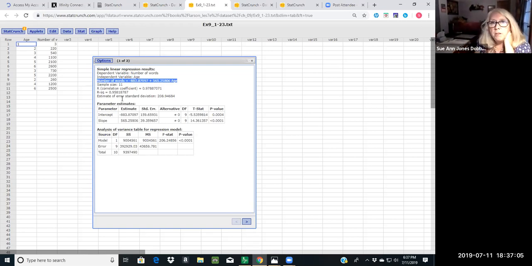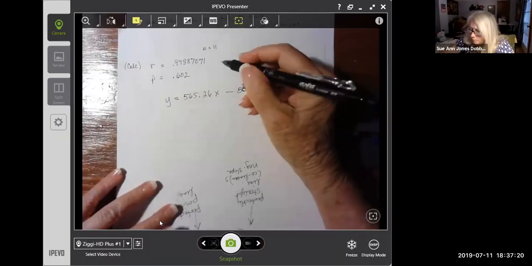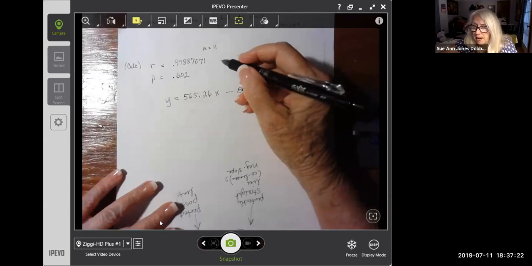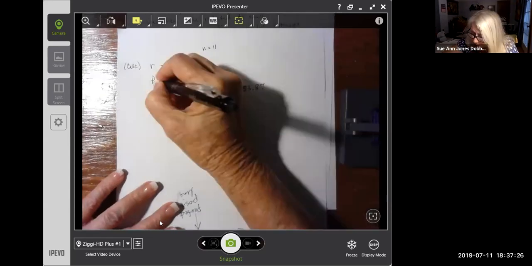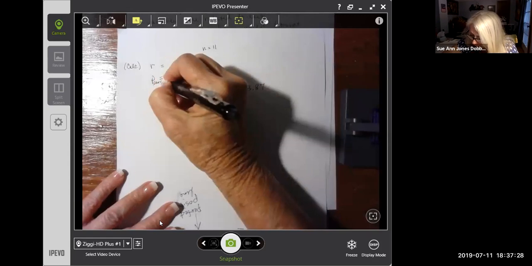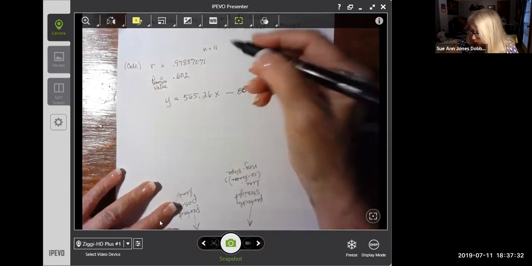Okay, so now I'm going to briefly go back and show you what I'm writing down on my presenter window. So this is what I got from my results in StatCrunch, that my calculated R is this. I looked up the Pearson value from table 11 and it's this value. So here's what I have to say.